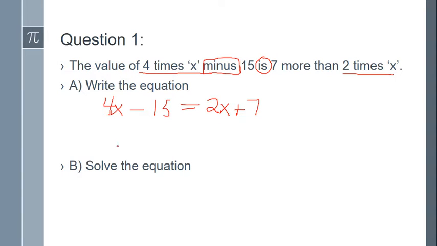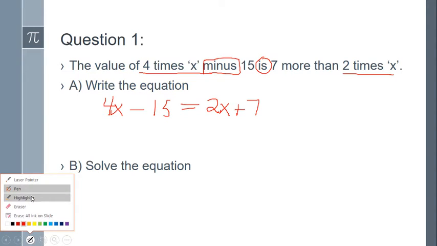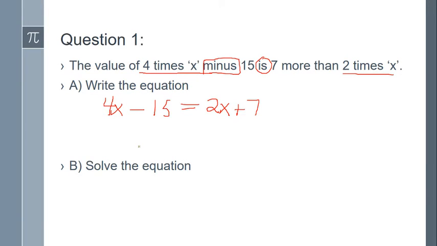Now we're going to solve this equation. Notice that this equation does only have one variable in it, so we can get an answer for it. In this case, my first step would be to subtract 2x from each side. We're trying to gather our x's to one side and all our numbers to the other side because we have variables on both sides of the equation. So my first step would be to subtract 2x from both sides.